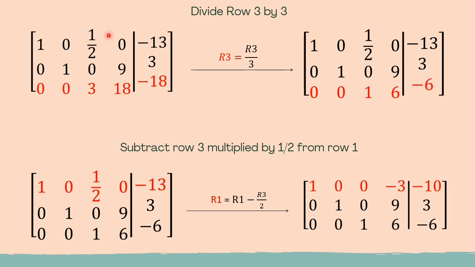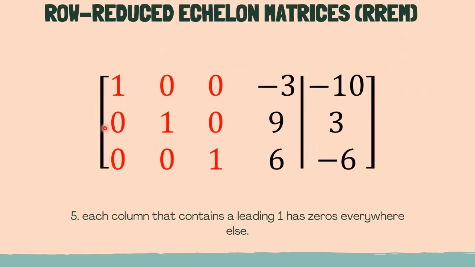So then this number is a fraction number. So we need to subtract row 3 multiplied by 1/2 from row 1. So we get this answer, 0, 1, 0, 0, -3, -10. So this is the final answer.